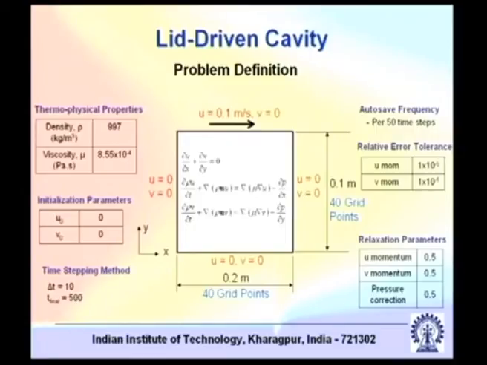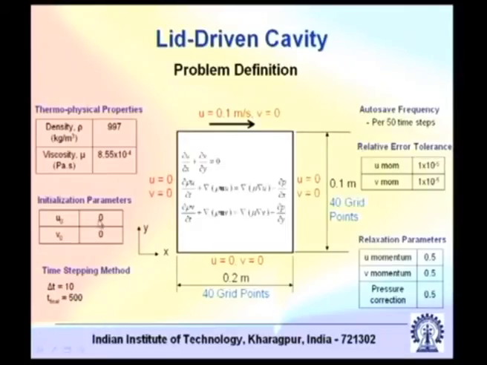So for solving any problem you first have to ascertain which properties you require. That depends on which equations you need to solve. So you can look into these equations and see that you require the density and the viscosity as the two properties. Then what are the variables that you are solving? You are solving u, v and pressure. Pressure you are solving as a relative variable if you are using SIMPLE or SIMPLER algorithm.